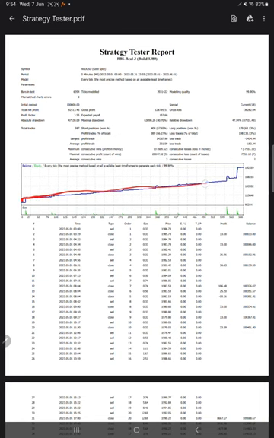The graph is constantly growing. The profit factor is 3.55. Total number of trades is 587. And the average profit and loss is 331 and 183, which means the risk reward ratio is 1:1.8, which is quite good.